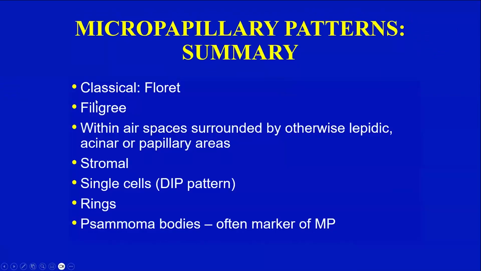So in summary, for micropapillary patterns, we have the classical floret pattern, filigree. We've talked about the micropapillary clusters within air spaces, surrounded by otherwise lipidic, acinar or papillary areas, the stromal pattern, single cell pattern, which sometimes has been called the DIP pattern, ring-like structures, and psammoma bodies.